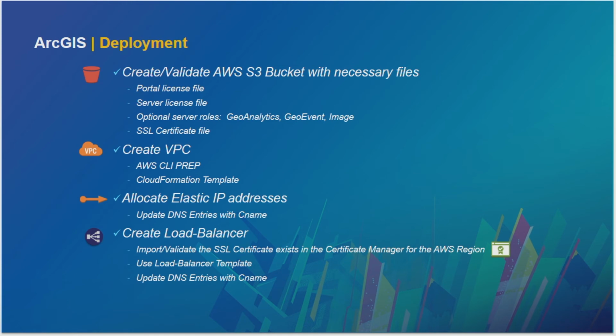You've got to make sure that your S3 bucket has all your license files in there. Your VPC is created. If the elastic IP address, make sure you have that predefined already as well, and the templates ask for that EIP address. And then make sure that your load balancer is also created too, and we have CloudFormation templates that help you with that as well. The other thing you want to make sure of is that you have your certificate loaded in the AWS Certificate Manager. This will allow it to authenticate properly.